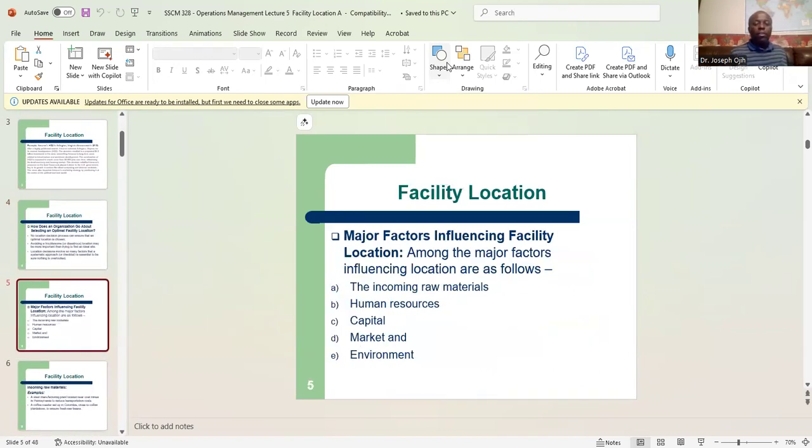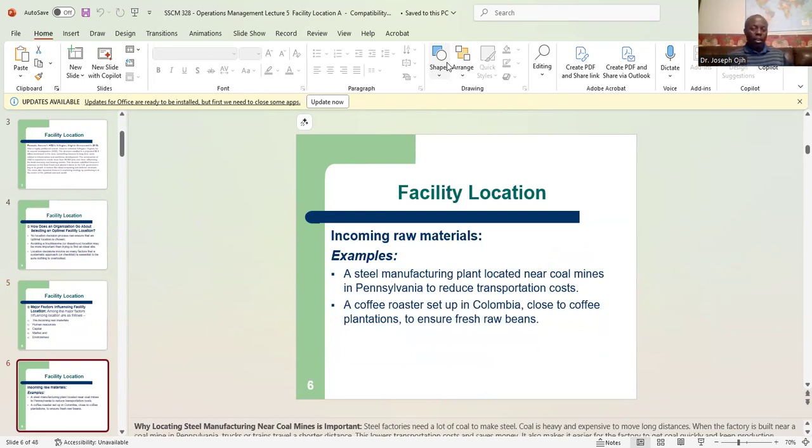Now there are major factors. I've already given you a hint on that. The major factors that influence location include the incoming raw materials, human resources available, capital, market, and environment.